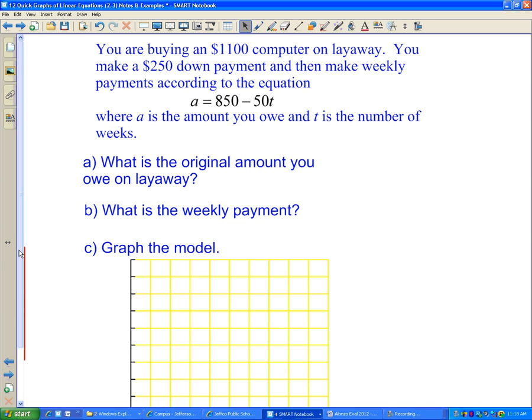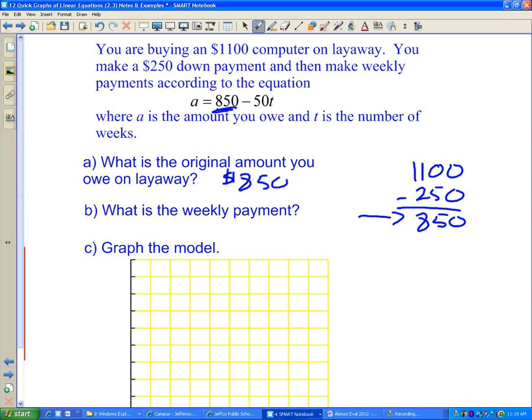Okay, I started with a $1,100 computer. I paid $250 down. So that means I took $1,100, I subtracted $250, and that's where the original amount of $850 comes from. Okay, the original amount I owe on layaway is $850, and this is where I got it from. It's also right here, my original amount. What's my weekly payment? Well, from that $850 I owe, I'm paying $50 per week. That's what this is telling me.